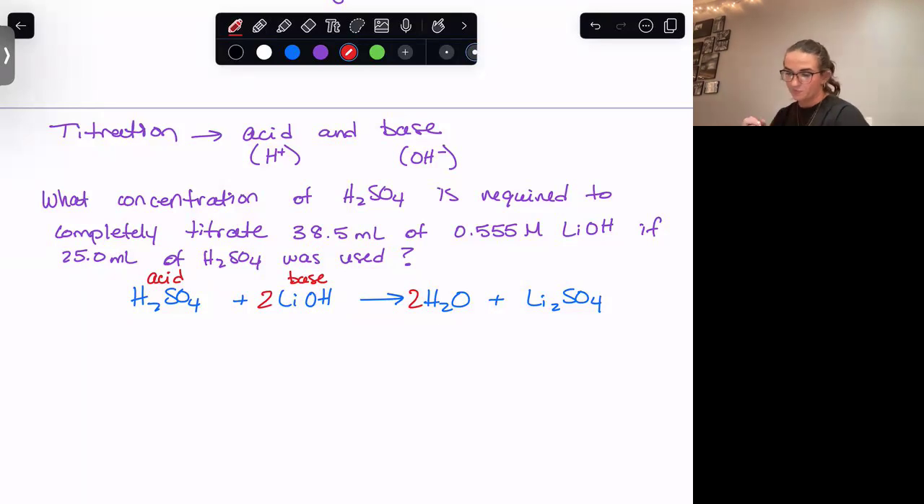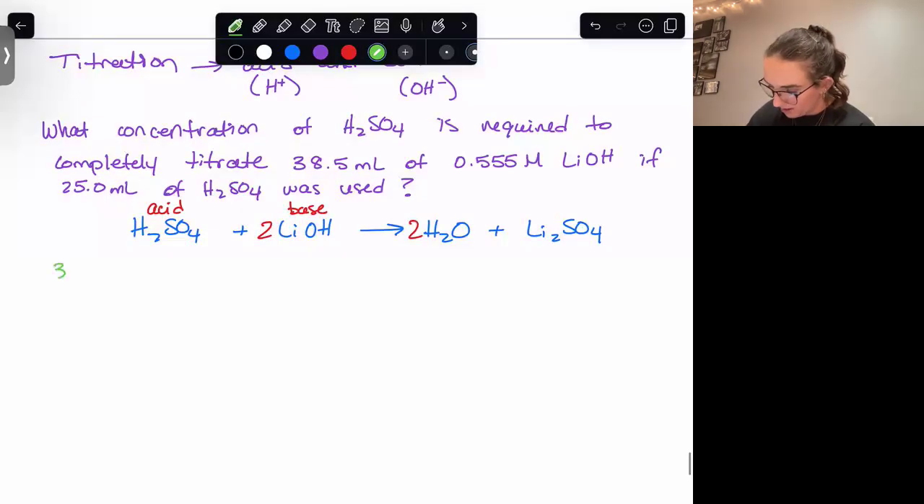Perfect. Okay, and then we're given milliliters and we're given molarity of lithium hydroxide. What can we get from milliliters and concentration? Good, we can get moles. So 38.5 mL, we do need to change into liters. So this is going to be 0.0385 liters.